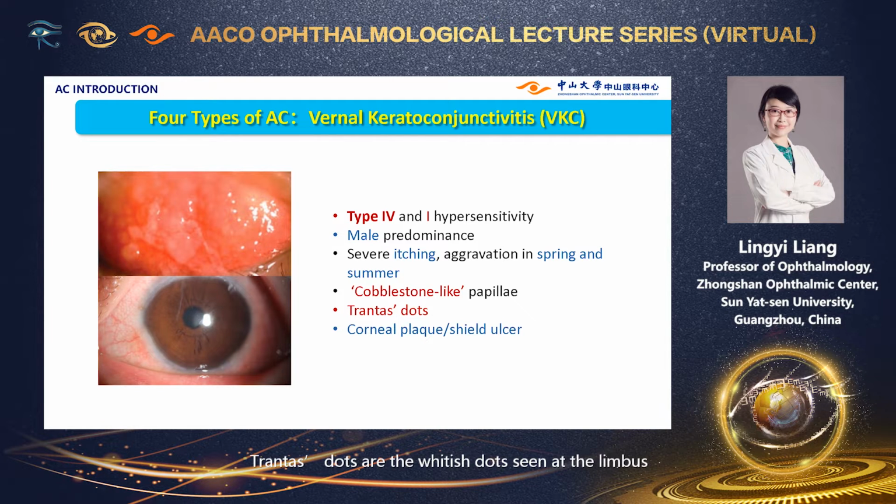Trantas dots are the whitish dots seen at the limbus in some patients with vernal keratoconjunctivitis during the active phase of the disease. In severe cases, superficial corneal plaque or shield ulcer may be present.